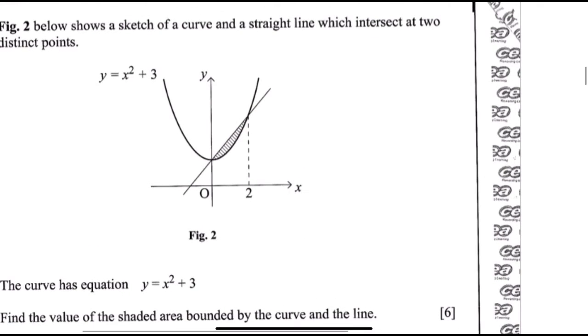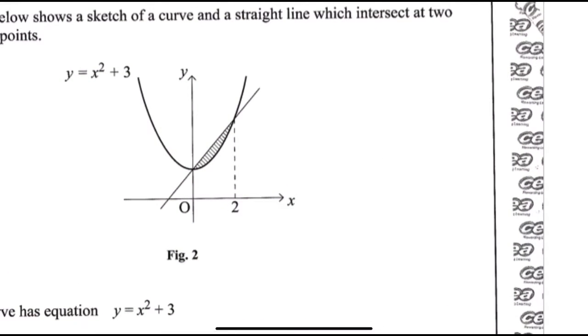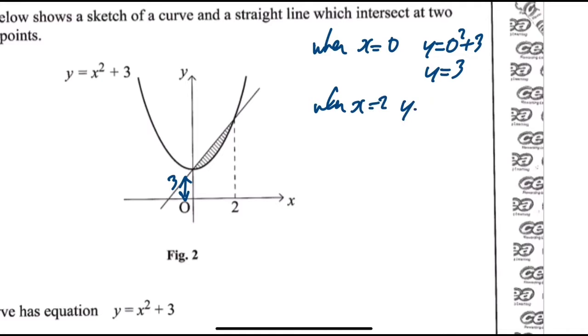So I'll just do the working out for this up here. I wouldn't do this in an exam, it's just so you can see it. So when x equals 0, y will be equal to 0 squared plus 3. So y equals 3. So this height here is 3. Also, when x equals 2, y is going to be equal to 2 squared plus 3. So that's going to be just 7. So this height here is going to be 7.